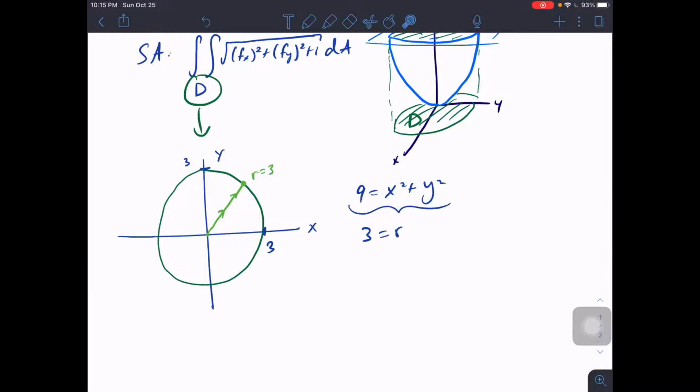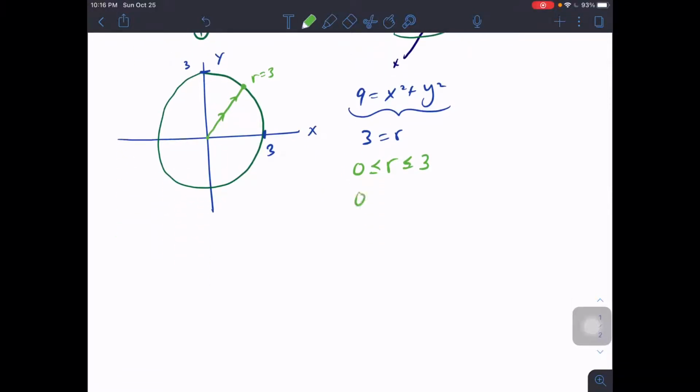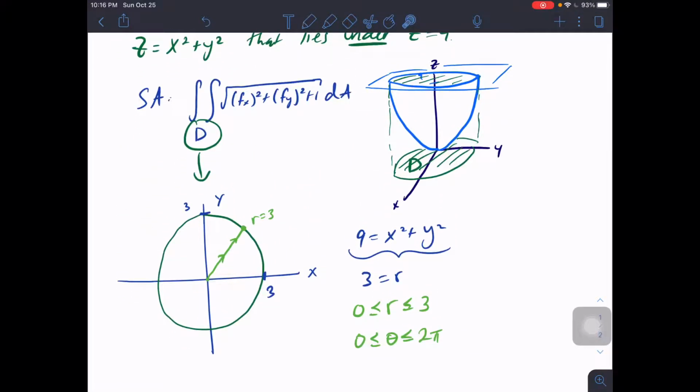So then our bounds for r are: the smallest it can be is 0, and the biggest it could be is 3. And then no matter what angle I'm rotating at, I'm always on my region. So theta will go from 0 all the way to 2 pi. Okay? Now we have our region here.